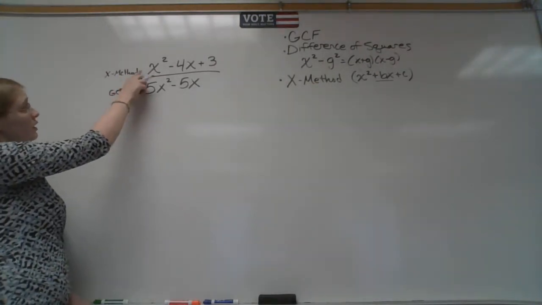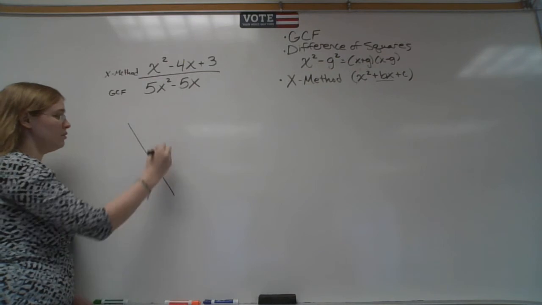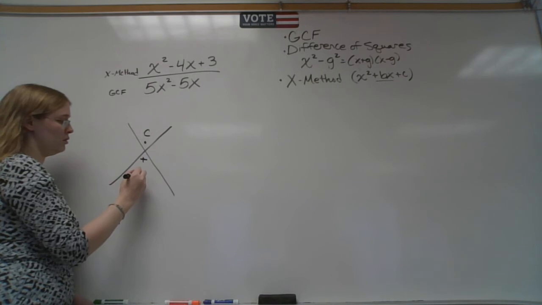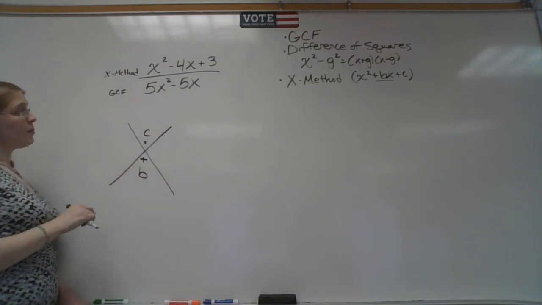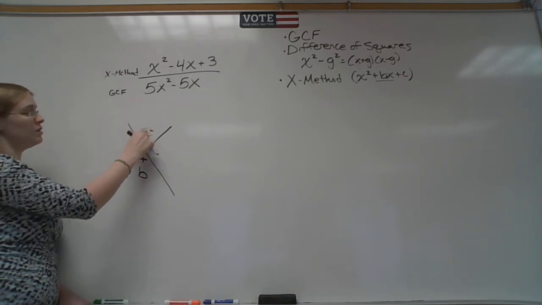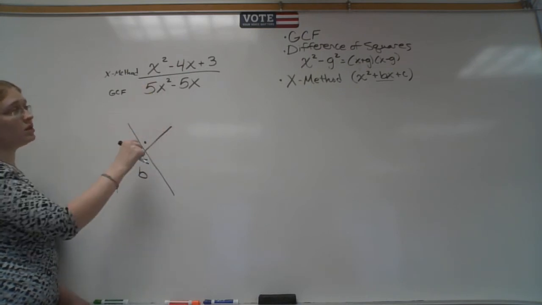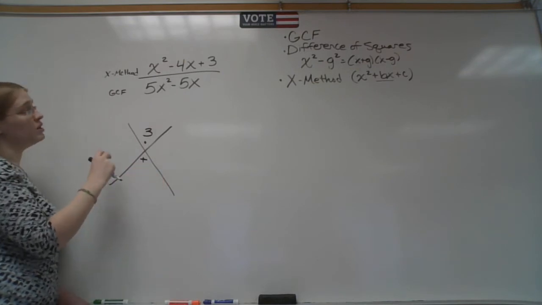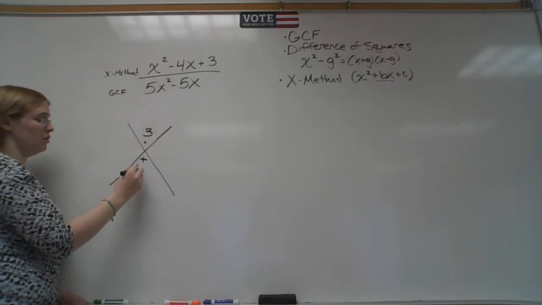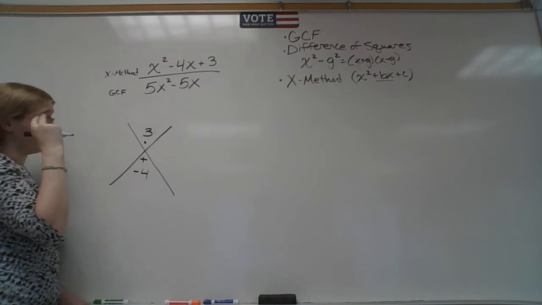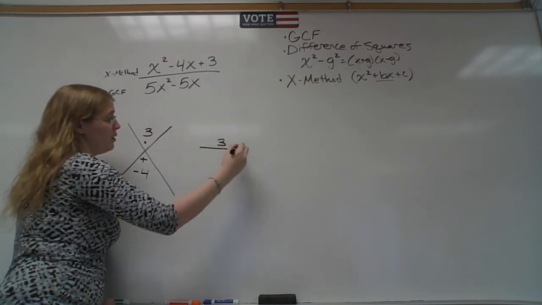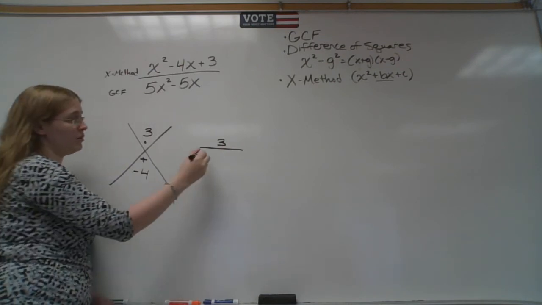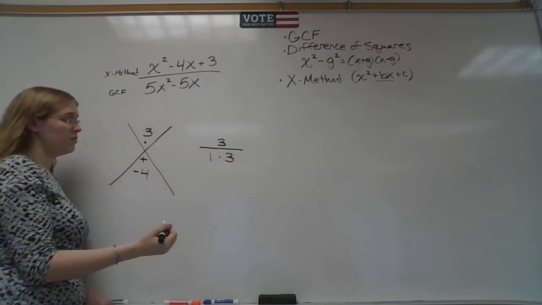So, x method, x squared minus 4x plus 3. Our c is what we multiply to. So c is 3, right? The last number, the constant. We add to b, which is going to be our middle number. So now we're coming up with all the possible ways to make 3. This is easy. 3 is a prime number. 1 and 3 is the only way.